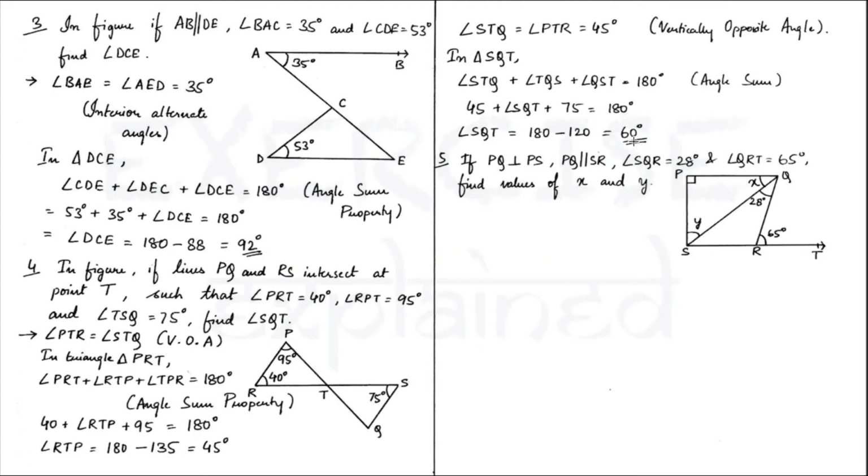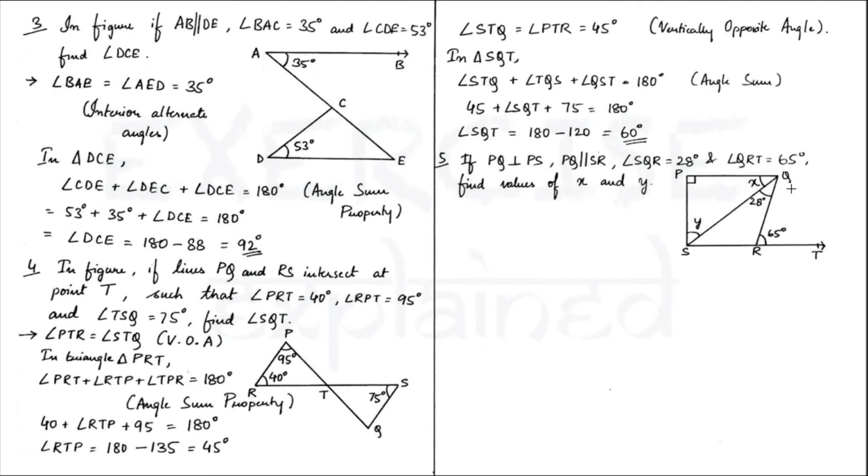I hope it is clear. Let's get into the next question. In the next question we have PQ perpendicular to PS. If PQ is parallel to SR, angle SQR is equal to 28 degrees, and angle QRT is equal to 65 degrees. So QRT is given as 65, SQR is given as 28 degrees. We need to find the value of X and Y.